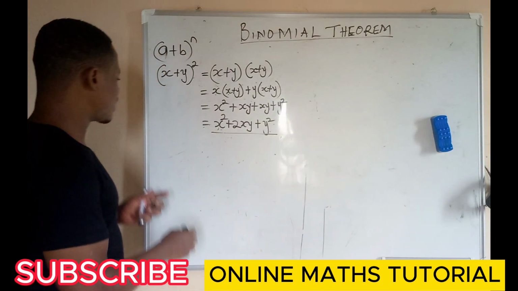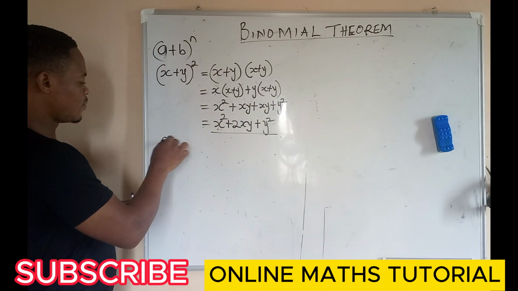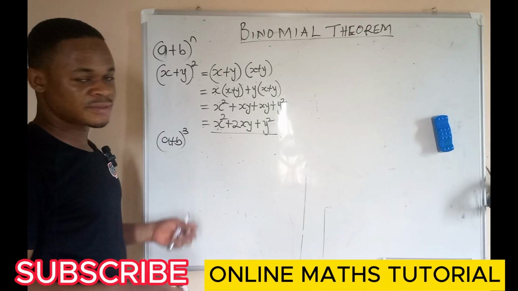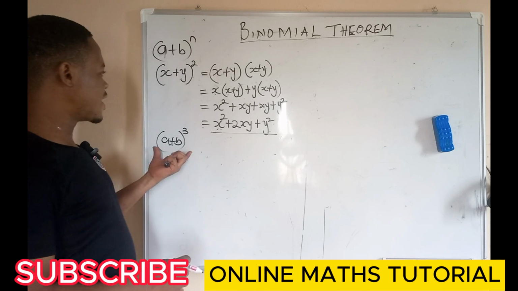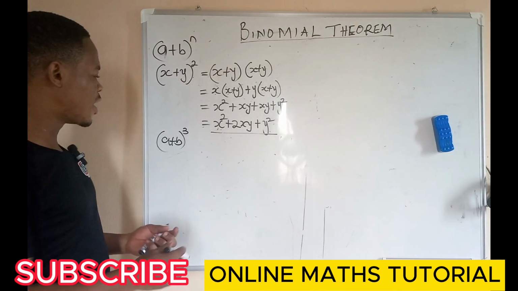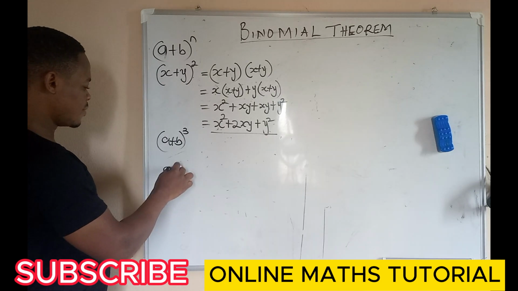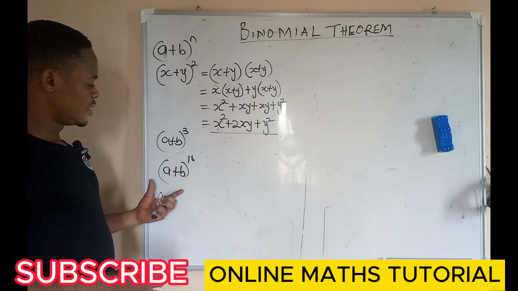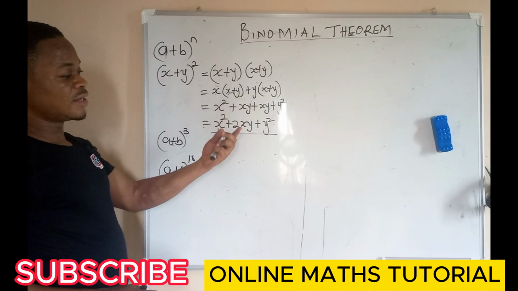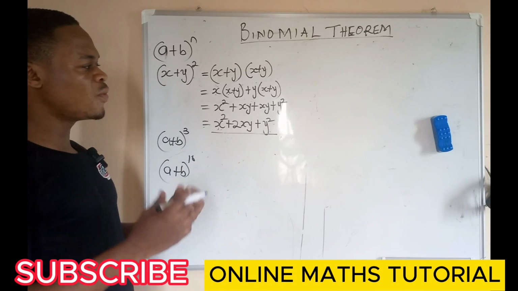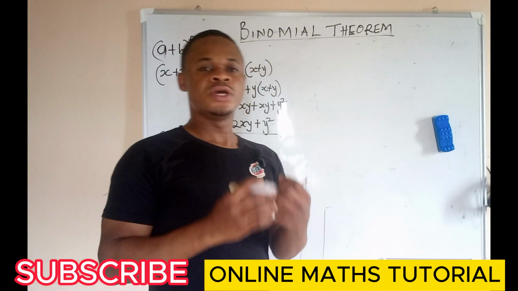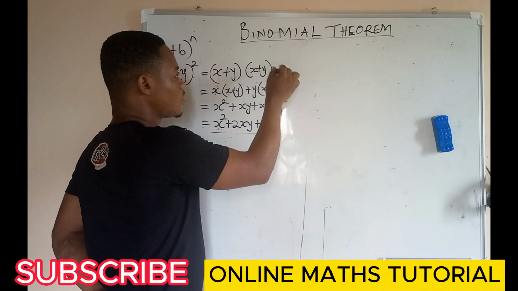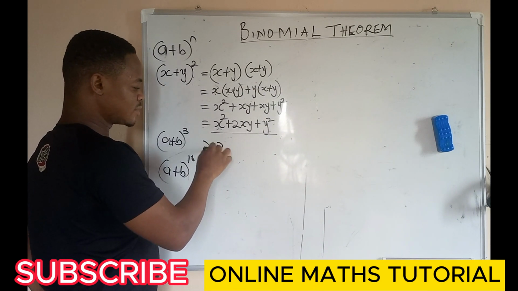So meaning that you can equally have something like (a + b) all raised to the power 3, and you are asked to expand. In a situation where you have (a + b) all raised to the power 10, before you can solve this, it will take you a whole lot of time. So there are different ways we can use to solve these problems seamlessly. One of them is the one we call the Pascal triangle.